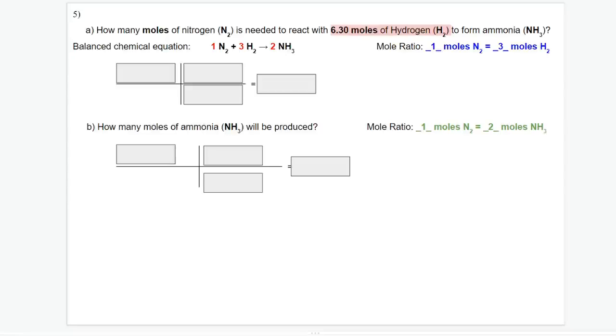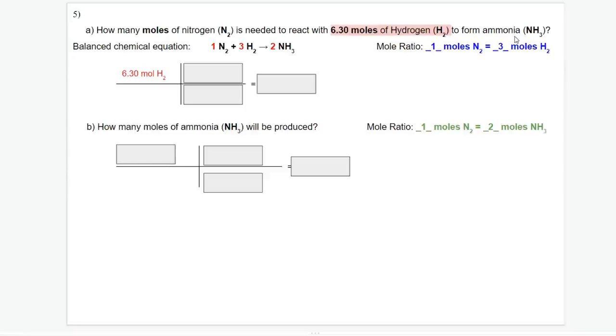We finished up on slide 6 of our Google Slides presentation by giving you some time to do some independent practice. I gave you the balanced chemical equation of 1 mole of nitrogen gas plus 3 moles of hydrogen gas will yield 2 moles of ammonia. And you were asked to find the number of moles of nitrogen that would be needed in order to react with 6.3 moles of hydrogen, H2. So I highlighted our given in red. We start with 6.30 moles of H2.